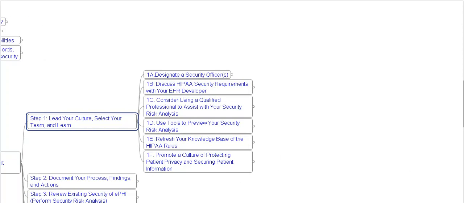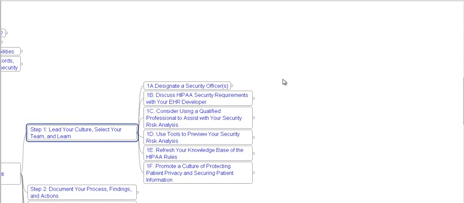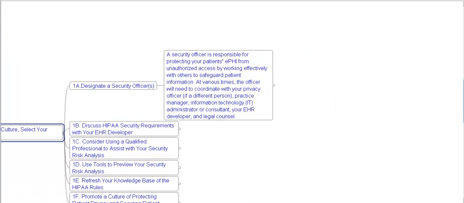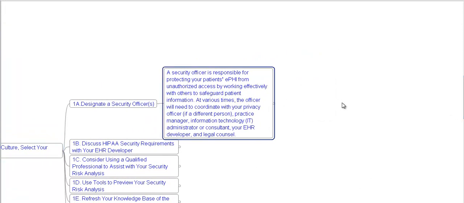Let's explore this in detail. Designate security officers. A security officer is responsible for protecting your patient ePHI from unauthorized access by working effectively with others to safeguard patient information. At various times, the officer will need to coordinate with your privacy officer if a different person, practice manager, information technology administrator or consultant, your EHR developer and legal counsel.